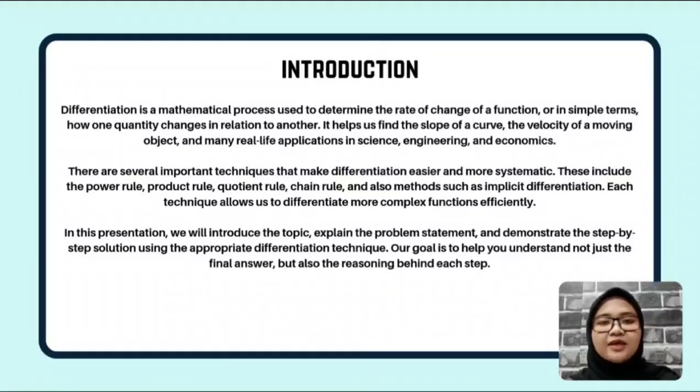It helps us find the slope of a curve, the velocity of a moving object, and many real-life applications in science, engineering, and economics. There are several important techniques that make differentiation easier and more systematic. These include the power rule, product rule, quotient rule, chain rule, and also methods such as implicit differentiation. Each technique allows us to differentiate more complex functions efficiently.